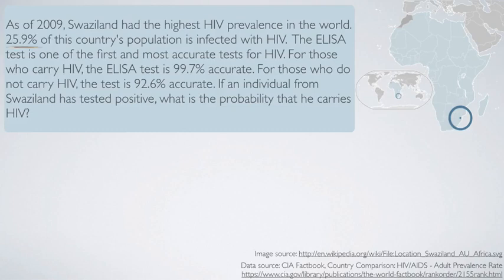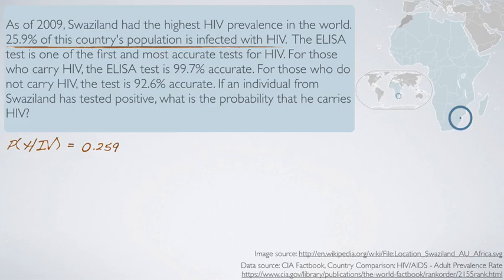We're told that 25.9% of this country's population is infected with HIV, so the probability of having HIV is 0.259. We also know something about the accuracy of the test, which varies depending on whether the person has HIV or not. This is very common for medical tests. They tend to have different accuracy rates for whether the patient has a disease or does not have the disease.